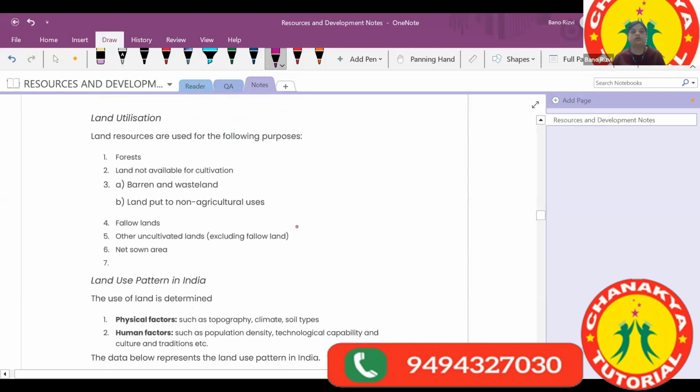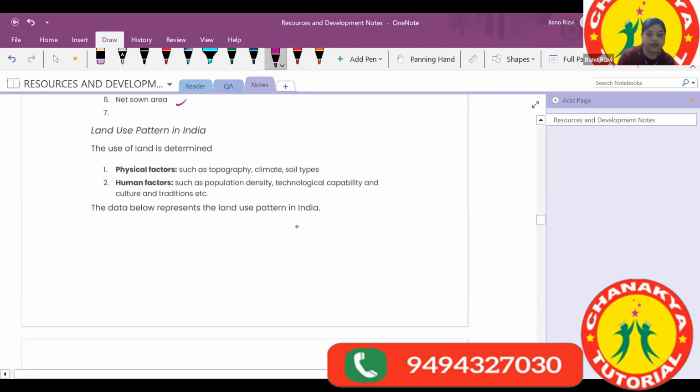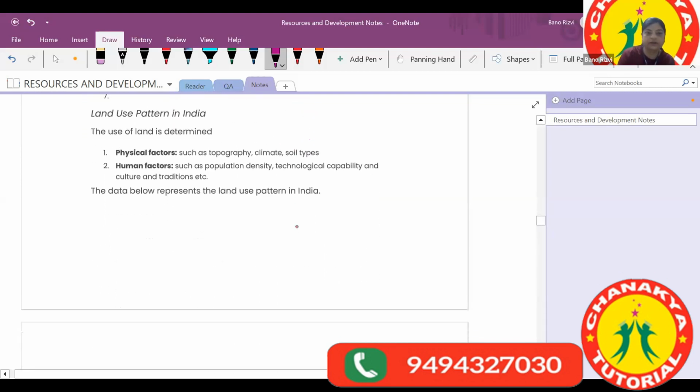Let's talk about land utilization. Land resources are used for the following purposes: forest, land not available for cultivation, that is the barren and wasteland, land put to non-agricultural uses. Then there is fallow land, and other uncultivated land excluding the fallow land, then the net sown area. Land use patterns in India depend on factors like topography, climate, and social types. Human factors determine how land is used.